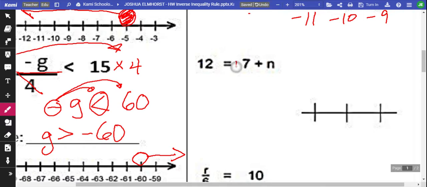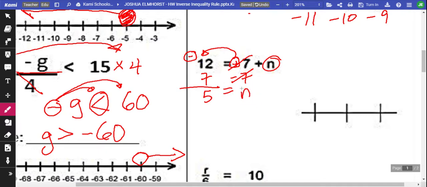So this here, we're going to treat this as adding. So the opposite is going to be subtracting over here. -7, -7. So 12 minus 7. So 12 minus 7 is going to be 5. This cancels. So n is equal to 5. And this is equal to, so there's just one solid circle.